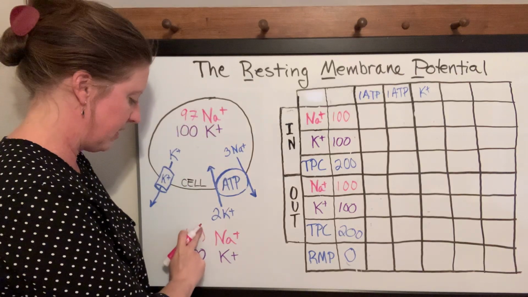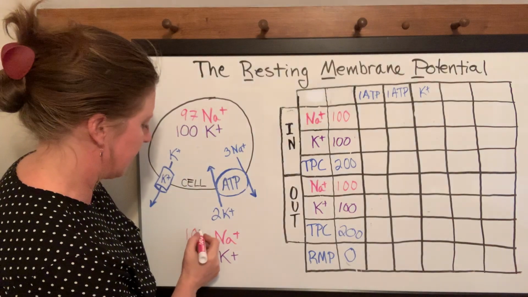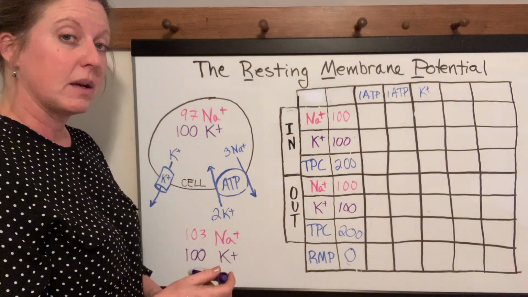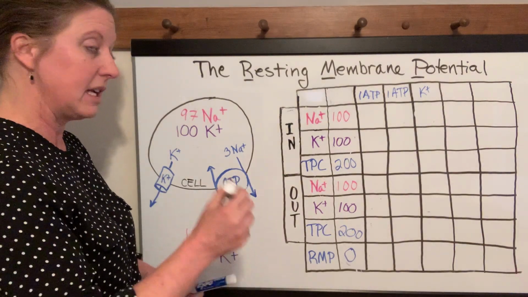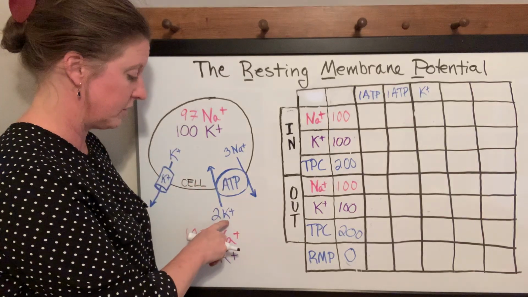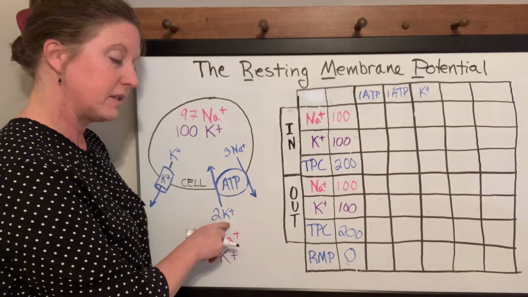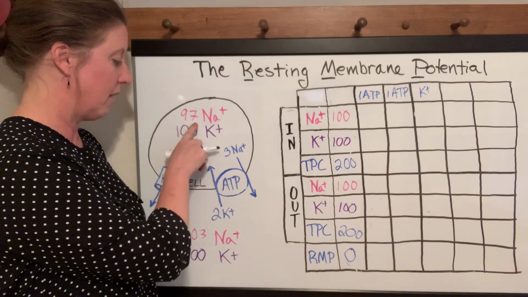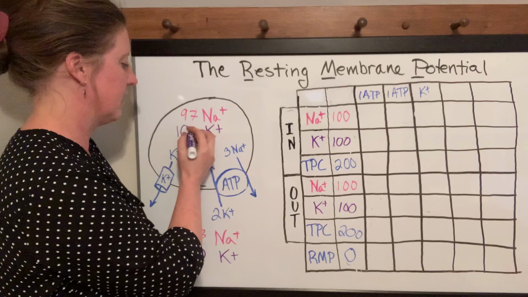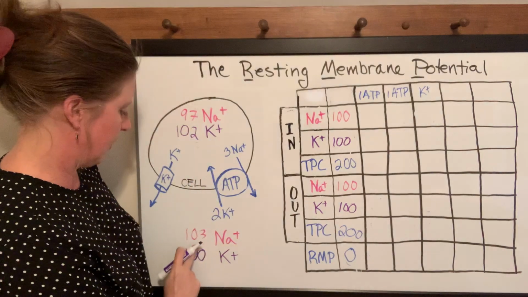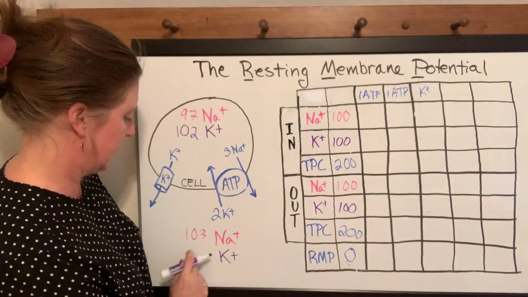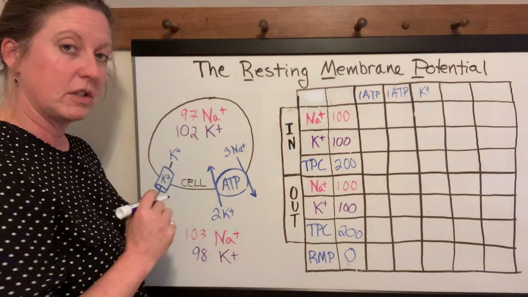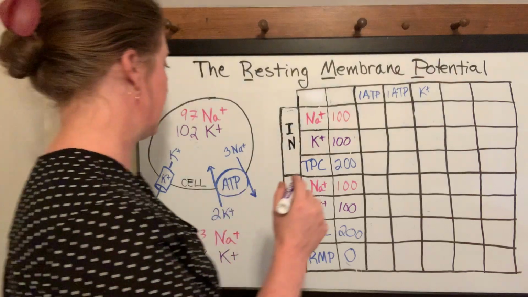And I'm going to add those 3 down here to the outside of the cell. Now let's do the same thing with potassium. Each time the sodium pump uses a molecule of ATP, 2 potassium ions are moved from the outside to the inside. So I'm going to add 2 potassiums here, and I'm going to take away 2 potassiums down here. And now I'm going to record the numbers over in the table.